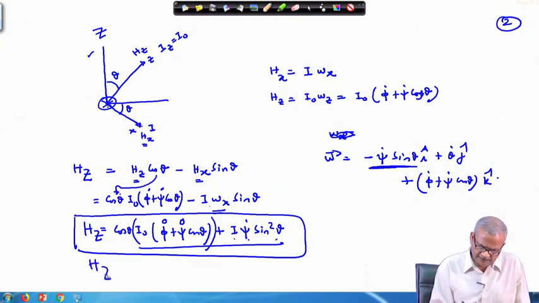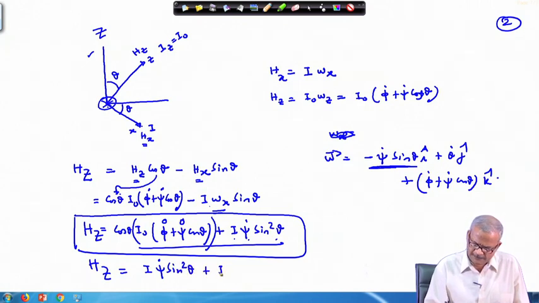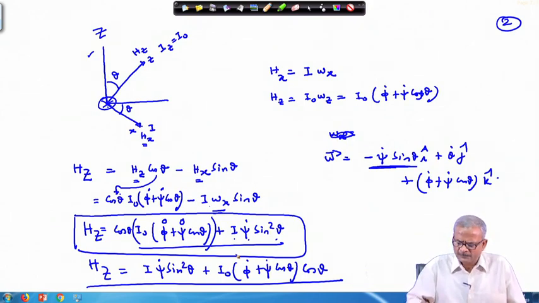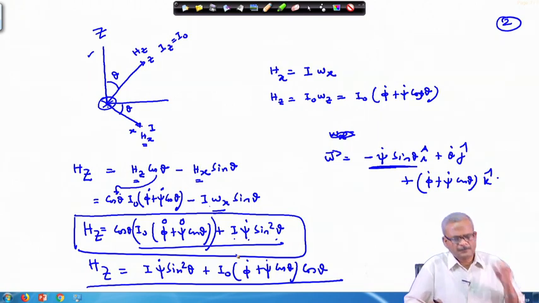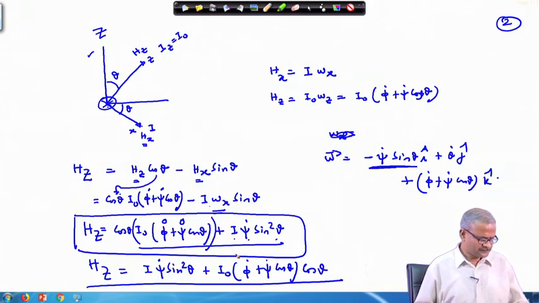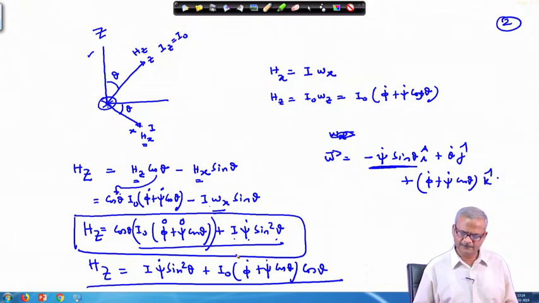So, that means H capital Z gets reduced to I times psi dot sin square theta plus I 0 times phi dot plus psi dot cos theta times cos theta, and this is what we have exactly got by the dot product method. So, the various problems we can solve from different perspectives. Keep your mind open and try out different methods, you will be able to solve the same problem in many ways. This is the beauty of rotational dynamics. Okay. Now, we can progress further and look into what we were looking for.